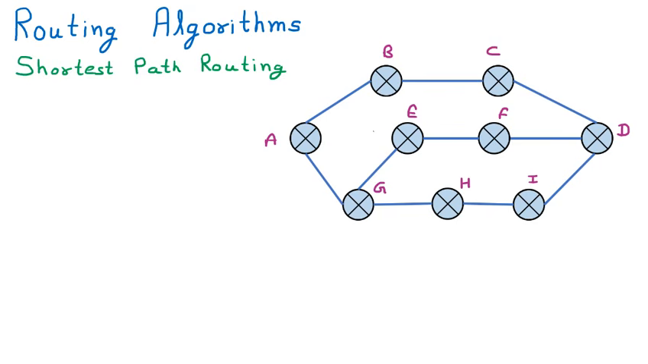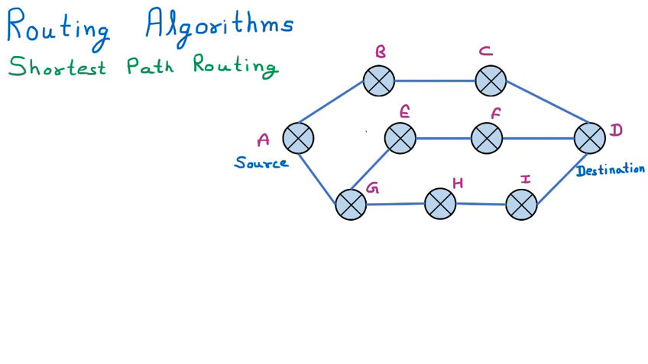Now we should understand that router A is our source and router D is our destination. Here we have to find out the paths from the source to destination, that means from A to D. And we have to explore all the possible paths, and through that we will traverse this diagram.